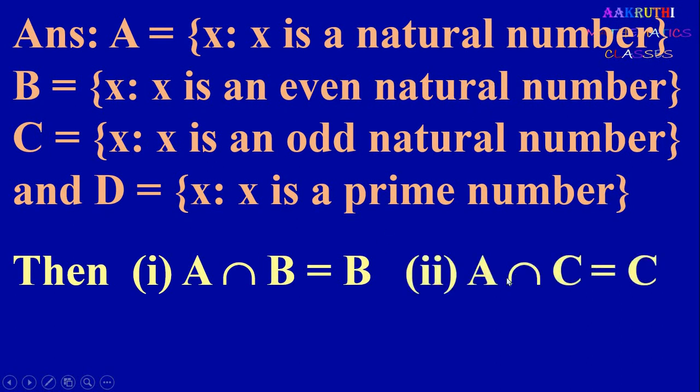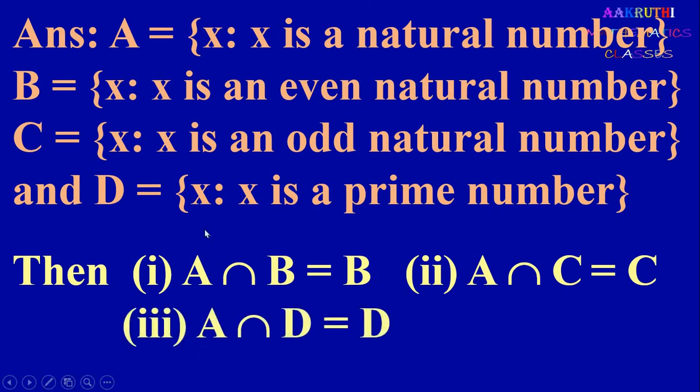So next question, A intersection C. From natural number and odd natural numbers, we have to take common elements. We get odd natural numbers only. Common elements in natural number and odd natural number is odd natural numbers. So it is set C. Next question, it is A intersection D. Now here, A means it is set of all natural numbers. D means set of all prime numbers. Now what is common in natural numbers and prime numbers? It is prime numbers only. So therefore A intersection D is D only.